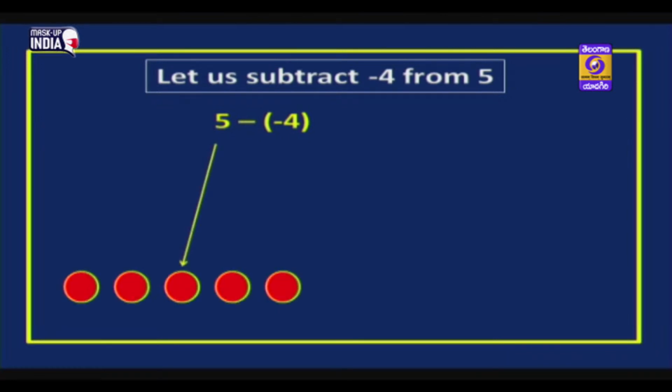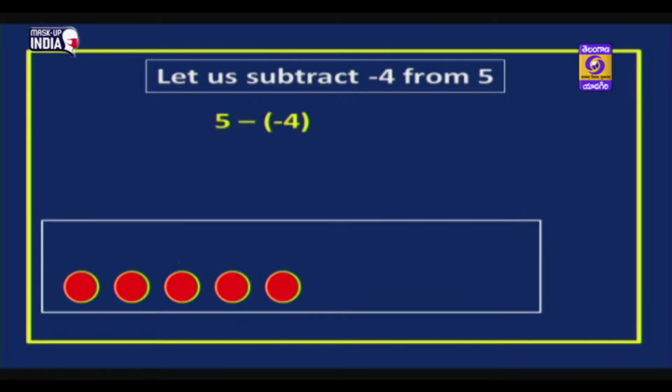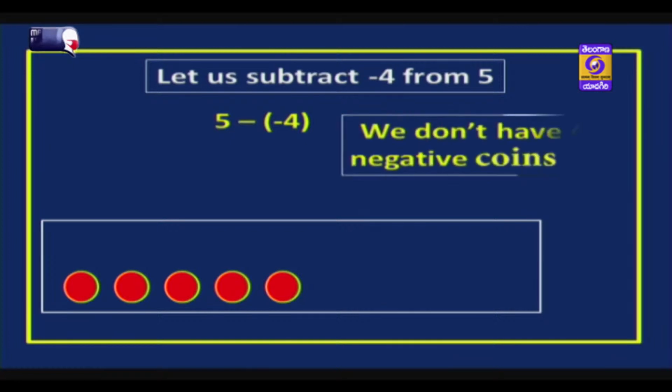So, we take 5 red coins, then we have minus 4. So, we are going to take 4 zero pairs, children. Why? Because we do not have negative coins. Okay? That is the reason we take 4 zero pairs. So, let us take 4 zero pairs, children, here.